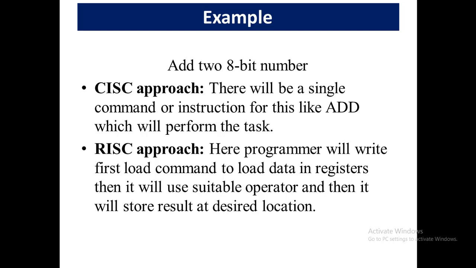For example, we want to add two 8-bit numbers. In the CISC approach, there will be a single command or instruction for this, like add, which will perform the whole task. But in the RISC approach, the programmer will first write a load command to load data from memory to register, and then use a suitable operator to perform the operation, and then store the result at the desired location, which can be a register or memory.